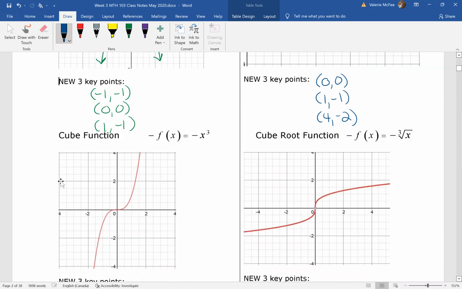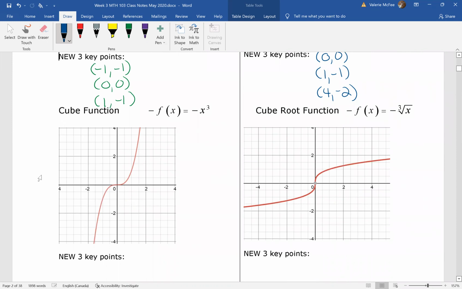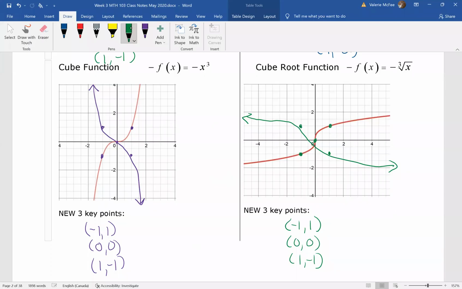Do the same thing. Find the negative f of x for the cube function and the cube root function. I hope you had these new key points. I hope your graphs were these reflections across the x-axis. And I just want to note that I've put an arrow on, and you should as well. These graphs continue to positive infinity and negative infinity.